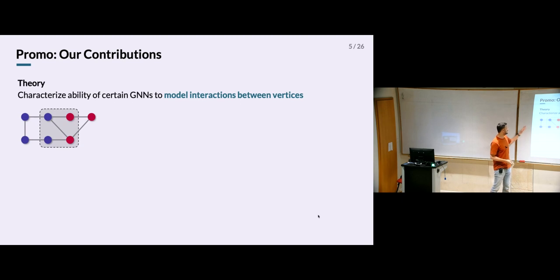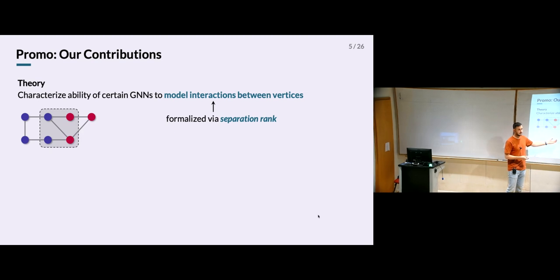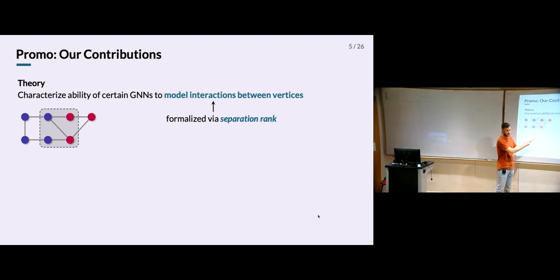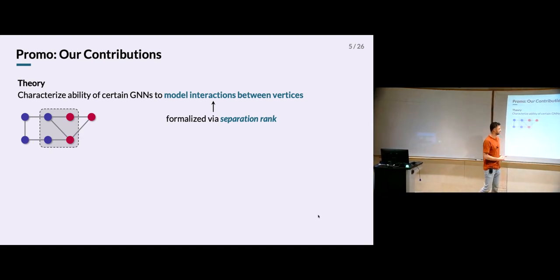First, in terms of the theory, we're going to formally characterize the ability of certain GNNs to model interactions between subsets of vertices, specifically between a partition of vertices in the graph. For example, this partition between the blue vertices and the red vertices. And we're going to do that using a measure known as separation rank. It has origins in physics, and of course, I'll formally introduce it in a few slides.